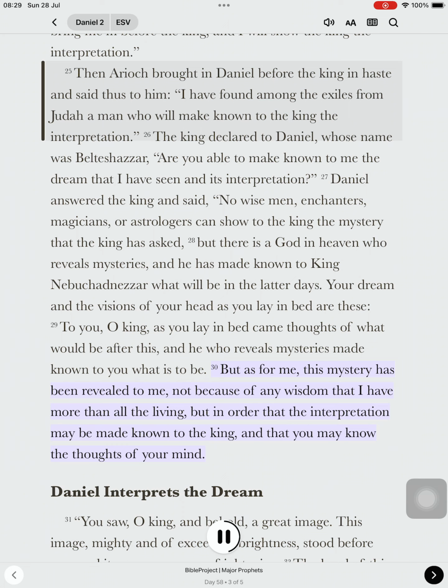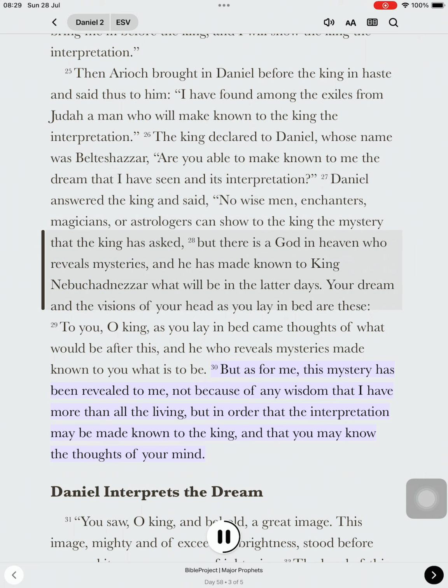Then Arioch brought in Daniel before the king in haste, and said thus to him, "I have found among the exiles from Judah a man who will make known to the king the interpretation." The king declared to Daniel, whose name was Belteshazzar, "Are you able to make known to me the dream that I have seen and its interpretation?" Daniel answered the king and said, "No wise men, enchanters, magicians, or astrologers can show to the king the mystery that the king has asked.